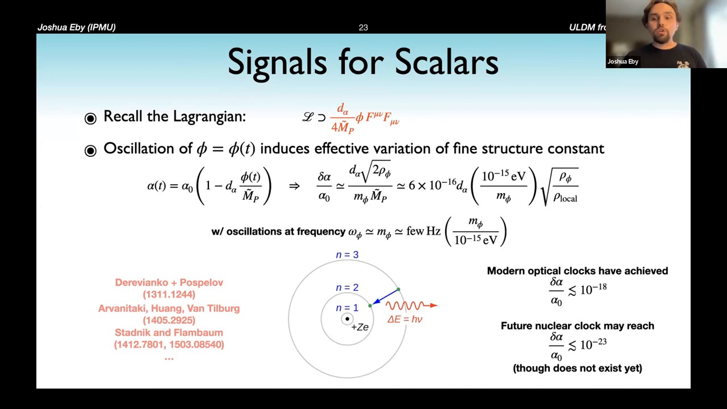And there are proposals for future nuclear clocks. They don't exist yet, but the proposals are, I'm told they're realistic, that could be sensitive at the level of 10 to the minus 23, which would be, I think, the most sensitive systems ever built, more sensitive even than LIGO by some standard.